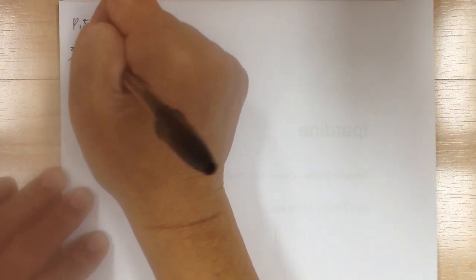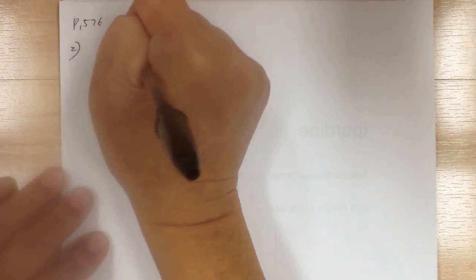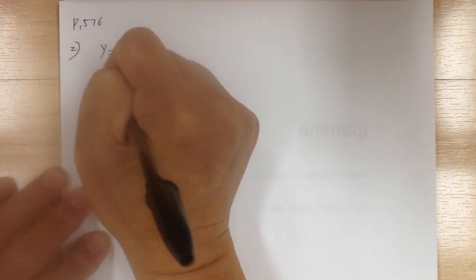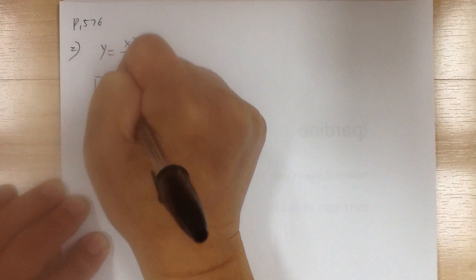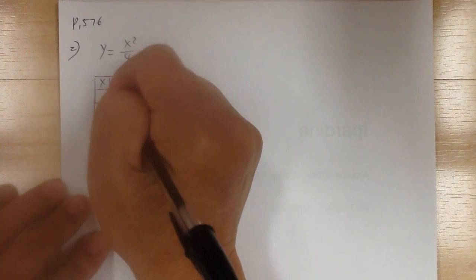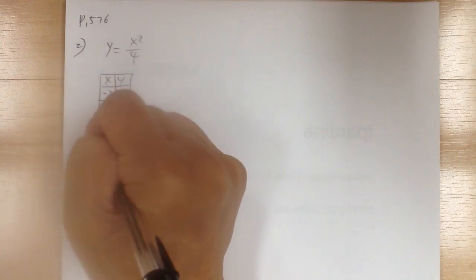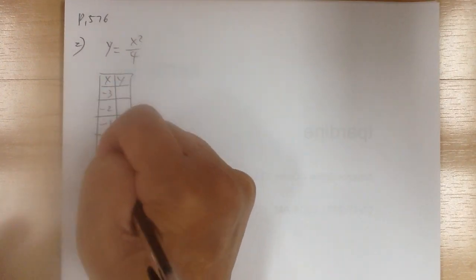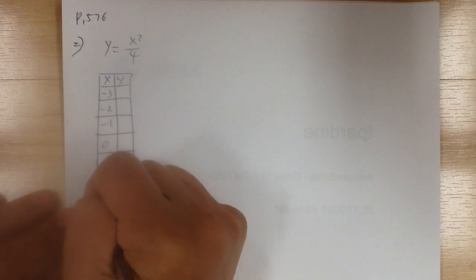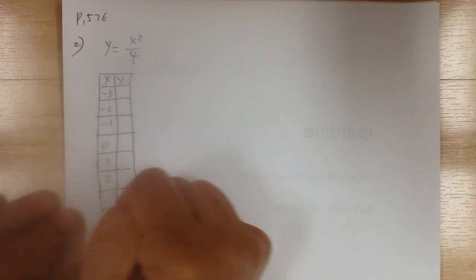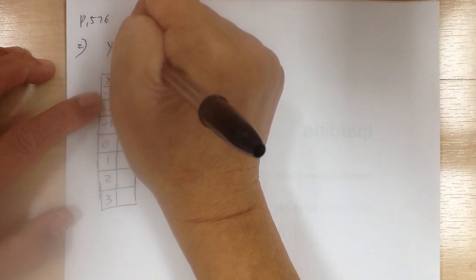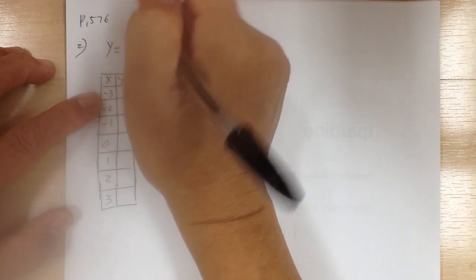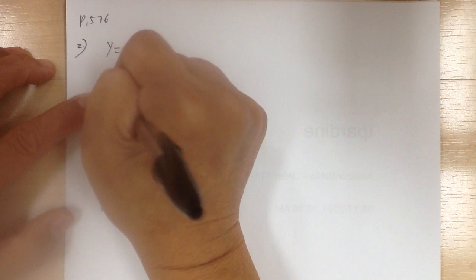Okay, so number 2, you have the equation y equal to x squared over 4, and the table that you have would be x and y. Okay, so you need to have the -3, -2, -1, and 0, 1, 2, 3. Okay, so you got -3, you put in here, so -3 squared will give you 9 over 4.